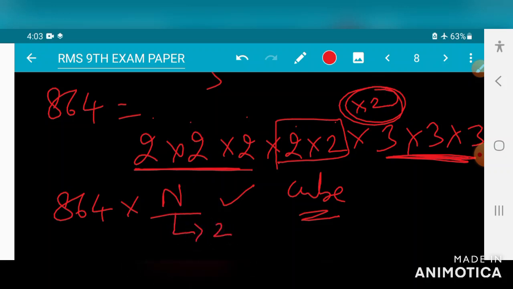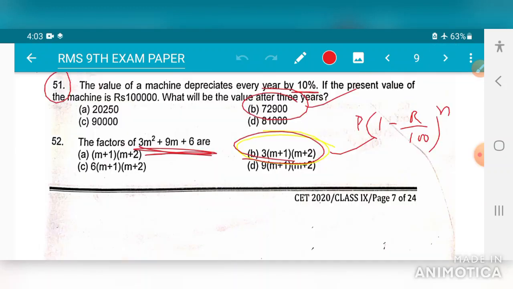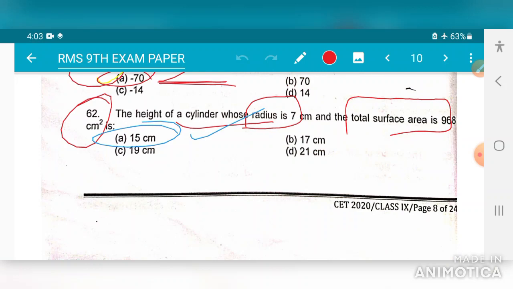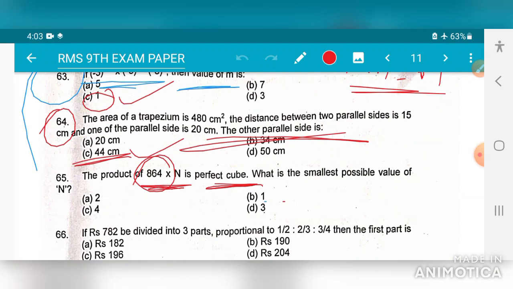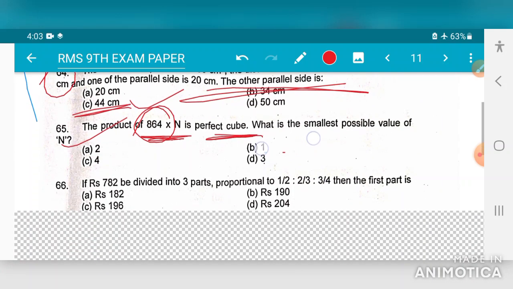The answer is 2. Understood? Good. Very good. Brilliant. Excellent. 2 is the answer. Got it? Yes.